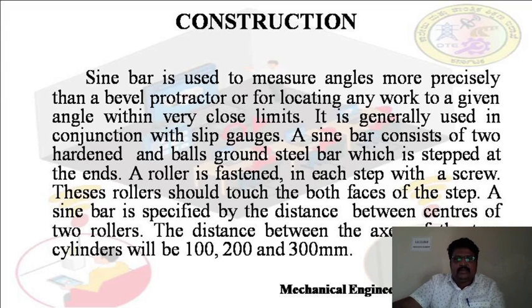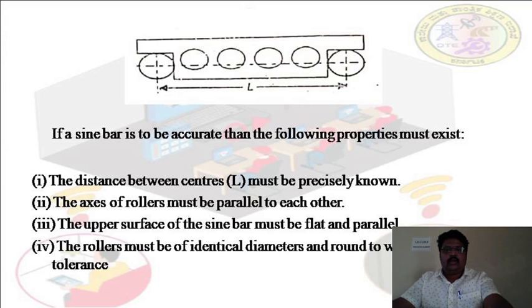A sine bar consists of two hardened and ground steel bars which are stepped at the ends. A roller is fastened at each step with a screw. These rollers should touch both faces of the step. A sine bar is specified by the distance between the centers of two rollers. The distance between the axes of the two cylinders will be 100, 200 and 300 mm. So this is about sine bar. So here you are having a picture or figure of a sine bar.